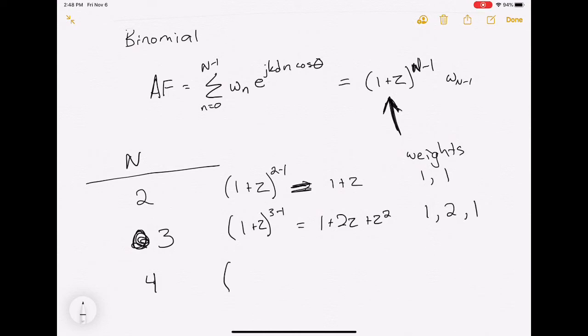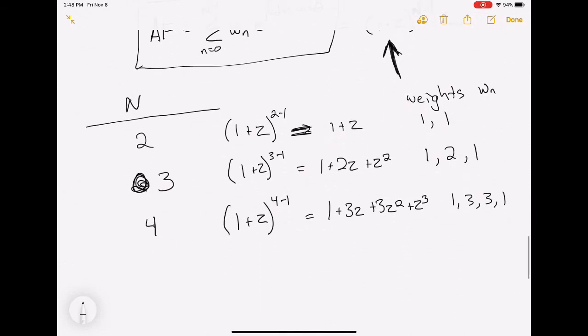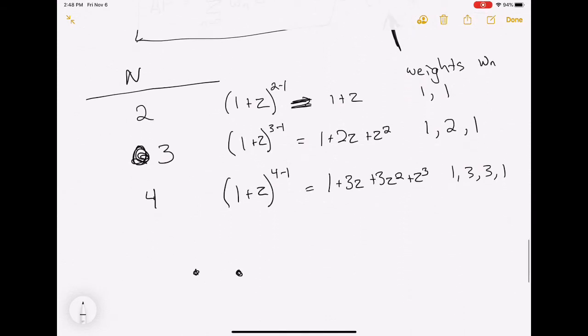Do N equals 4. 1 plus z to the 4 minus 1: 1 plus 3z plus 3z squared plus z cubed. So then our weights are 1, 3, 3, and 1. Not too bad. And those are actually the W sub n values. So if we wanted to put this array factor together, we would just have to choose our element positions. Let's say we had 4 of them, and put those W values on them. So we have 1, 3, 3, and 1 on there.